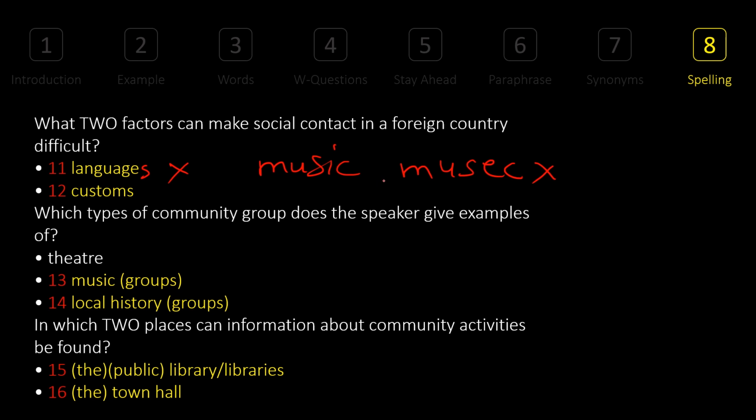Spelling mistakes have to be taken care of. They cannot be excused with, oh, I did hear the answer but by mistake I wrote an incorrect spelling. Nope, sorry.